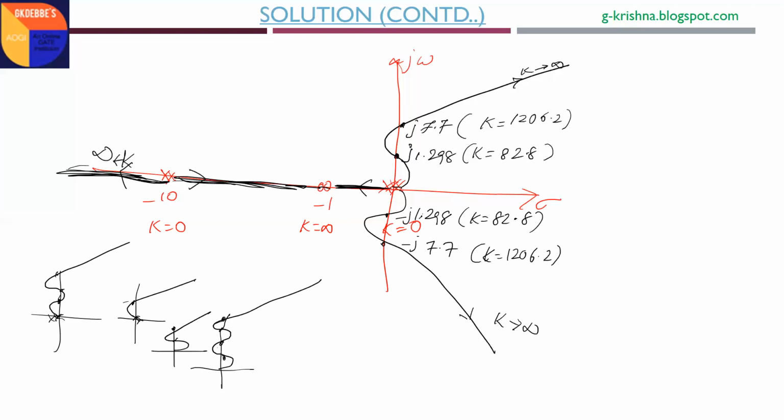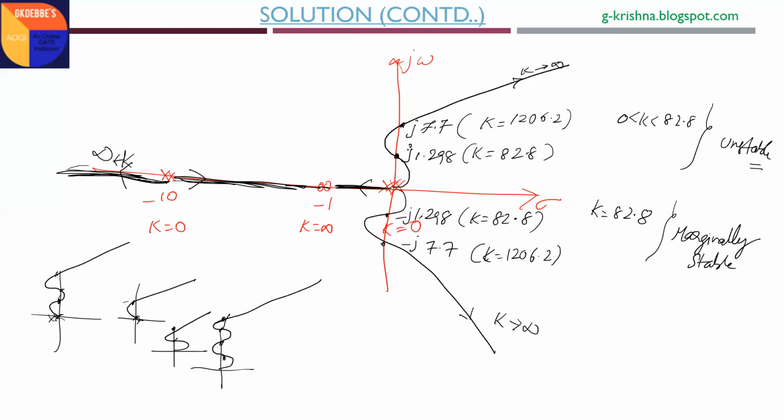Now for K greater than 0 up to less than 82.8, 2 complex poles are lying in the RHP. Therefore, for K greater than 0 and less than 82.8, your system is unstable. Exactly for K equal to 82.8, the closed loop system is marginally stable.